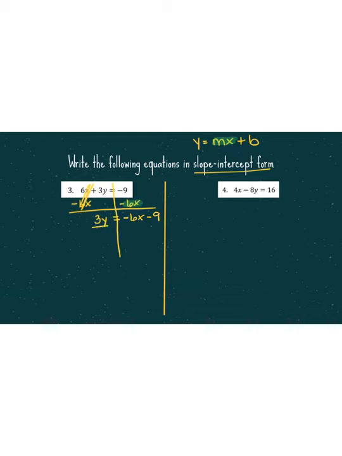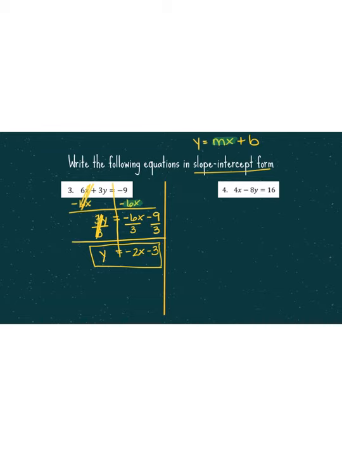To get rid of 3 times y, I'm going to divide by 3 here. If I divide by 3 there, I'm going to divide by 3 here, and I also have to divide by 3 right there. Okay, so my 3's cancel each other out. So now I'm left with y equals -6 divided by 3. It's going to give me a -2x, and -9 divided by 3 is going to give me a -3. So right there is my slope-intercept form. So you are good with that one.